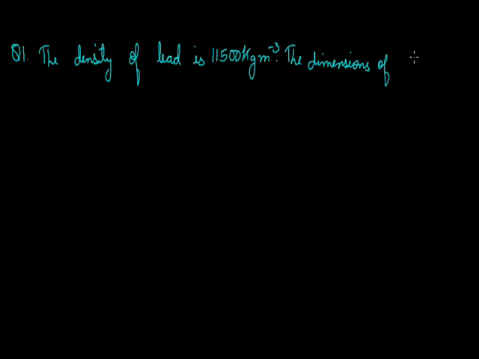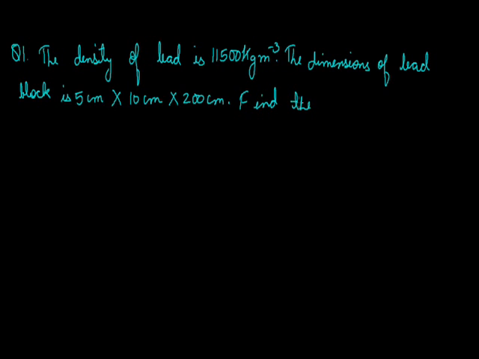The density of lead is 11500 kg per meter cube. The dimensions of the lead block are 5 centimeter into 10 centimeter into 20 centimeter. Find the mass of the block.